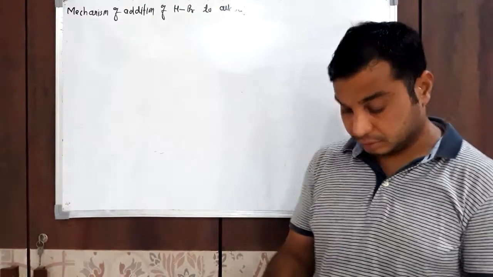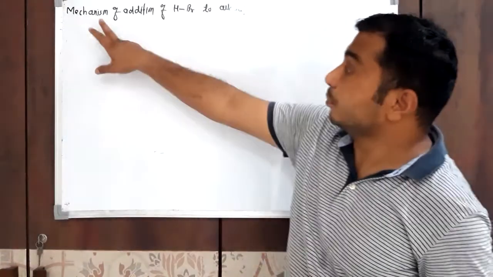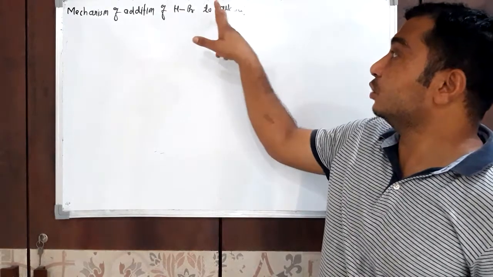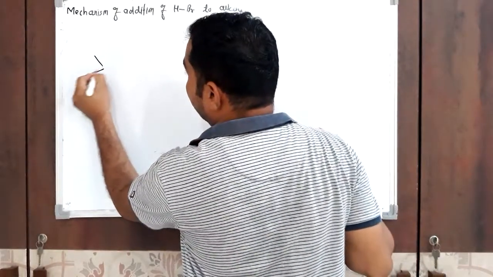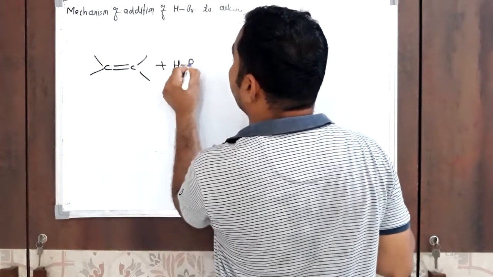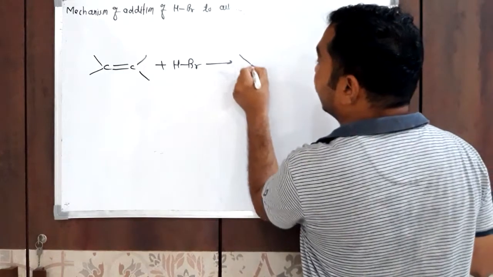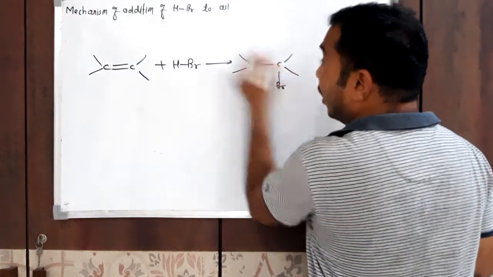Welcome student. Now next part, mechanism of addition of HBr to alkene. In last video we have seen this addition reaction. Alkene reacts with HBr giving product alkyl bromide or alkyl halide. How this reaction takes place, that we have to discuss.